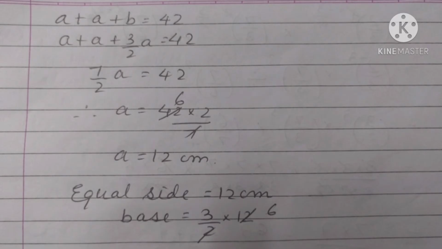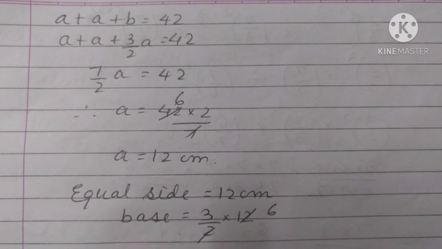Now a plus b is equal to 42 using the perimeter concept, that two sides are equal and one is base, and the value of base is 3 by 2 a. So taking LCM on left hand side, we get 7 by 2 a is equal to 42.